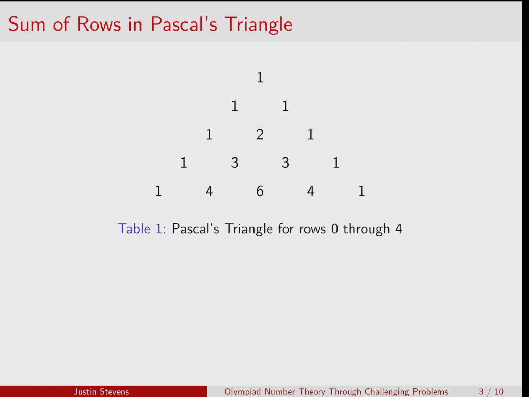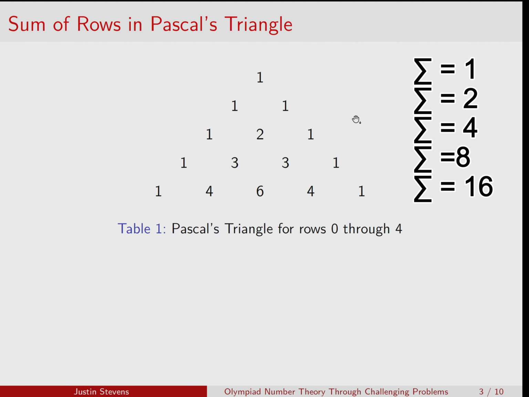And I claim that the sum of every row of Pascal's triangle is going to be a power of 2. So the 0th row at the top here has a sum of 2 to the 0th power, or 1. The first row has a sum of 2 to the first power, or 2. The second row has a sum of 4, or 2 to the second power. The third row has a sum of 8, or 2 to the third power. And the fourth row has a sum of 16, or 2 to the fourth power.